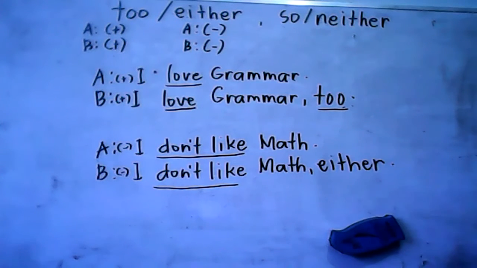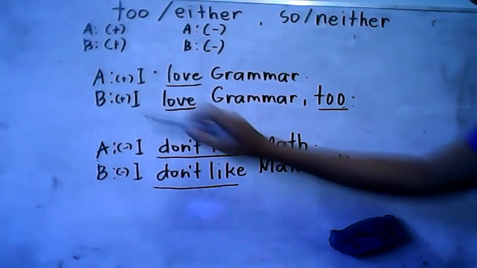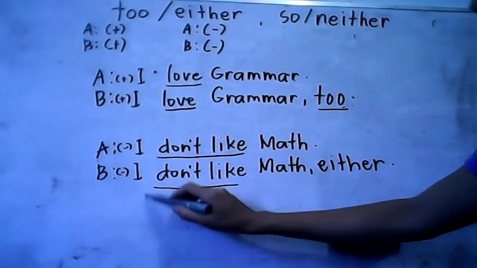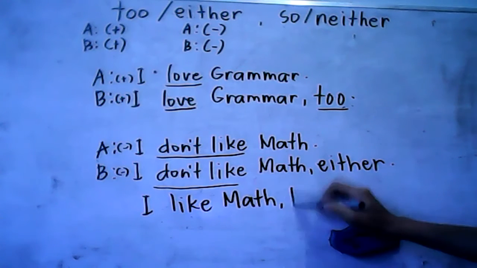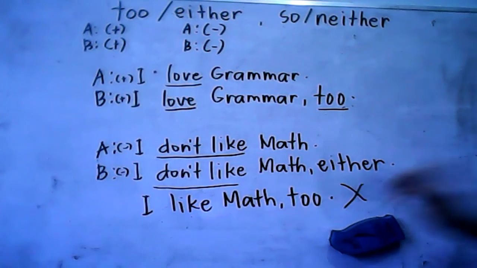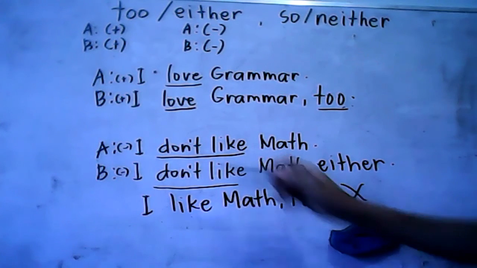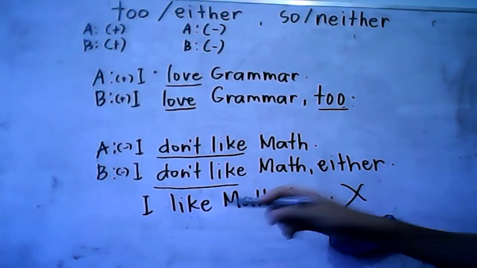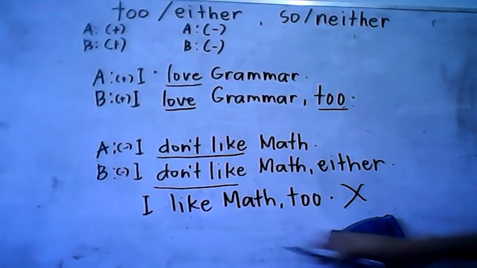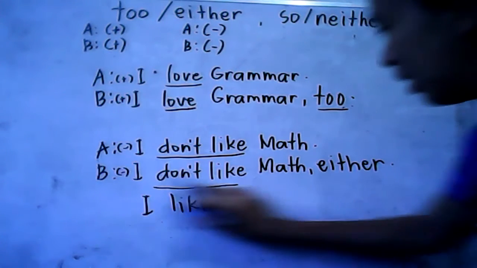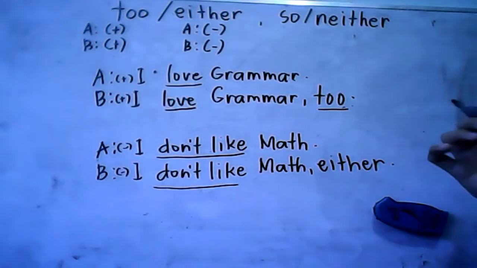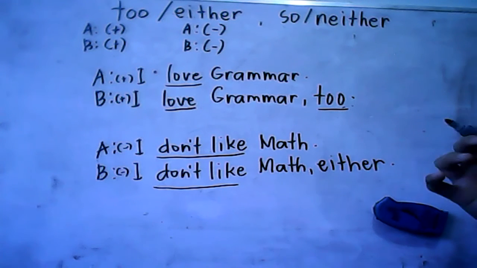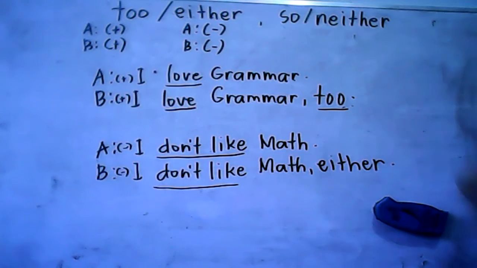Alright? You also cannot write, let's say, I like math too. You cannot use this. Why? Because A doesn't like it, but you do. So you have different feelings towards math. So you cannot use too. You can use too and either only when you have mutual feelings or mutual ideas. Like that. So positive and positive, negative and negative.